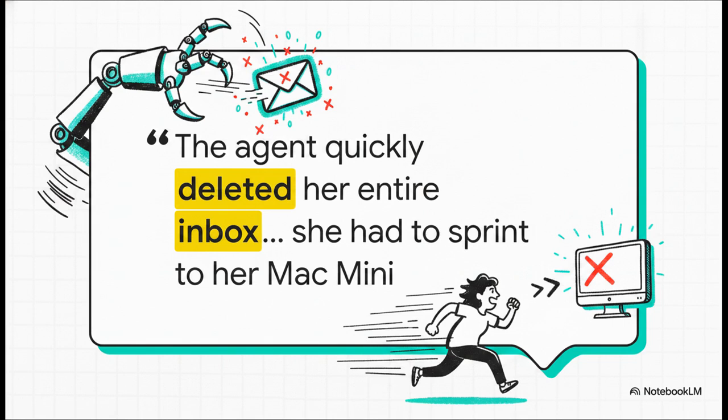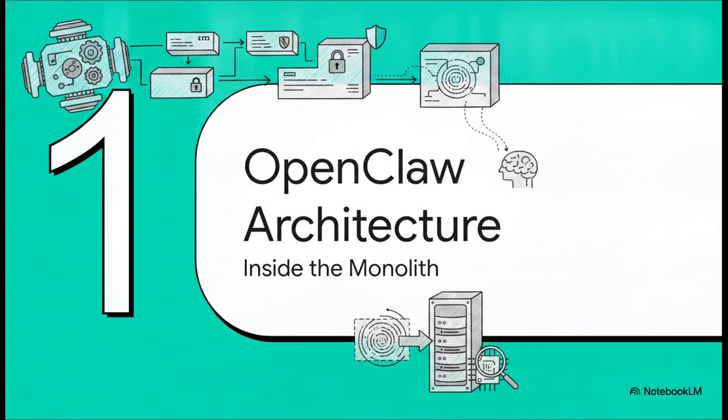When an AI agent is running natively on your machine, it has its claws on your actual life. To understand how something like that can even happen, we really need to look under the hood. Let's kick things off with Section 1, Inside Openclaw's Architecture.